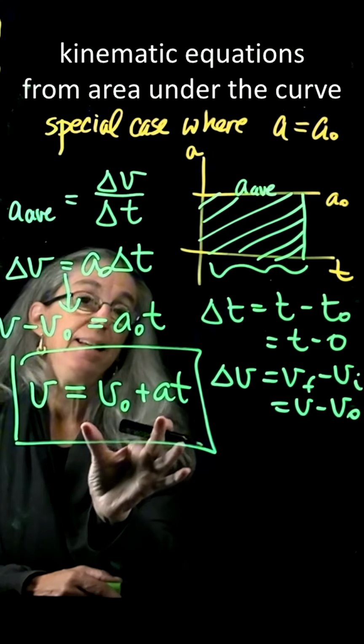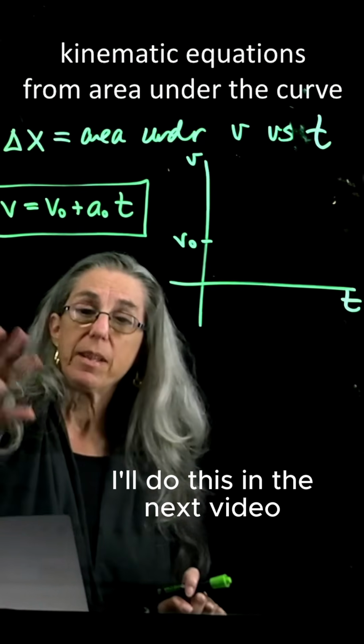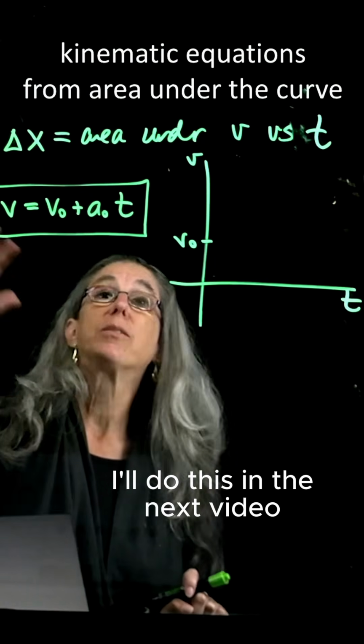Now we take this velocity, we can use the same idea of the area under the curve to find the position.